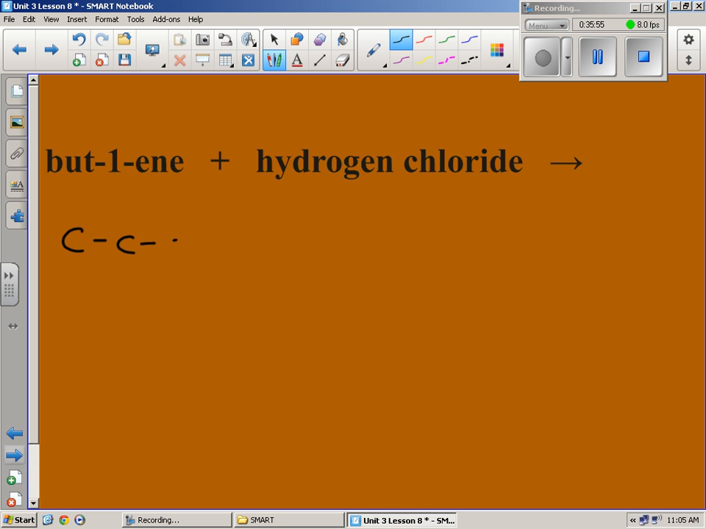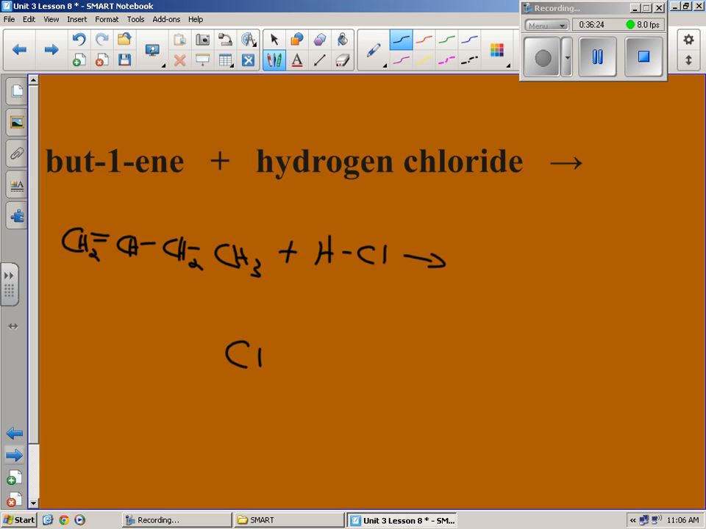But-1-ene. This would be CH2, CH, CH2, CH3, and hydrogen chloride. So what's going to happen here? Well, we need to add in, addition obviously. Double bond, we're adding stuff on. So that double bond's going to break. We're going to add an H, and I'm going to add a Cl on.